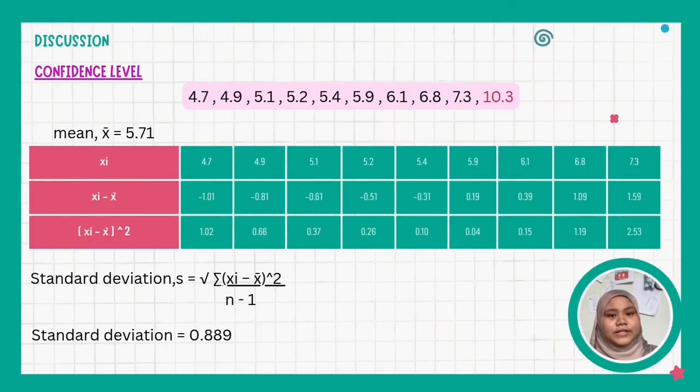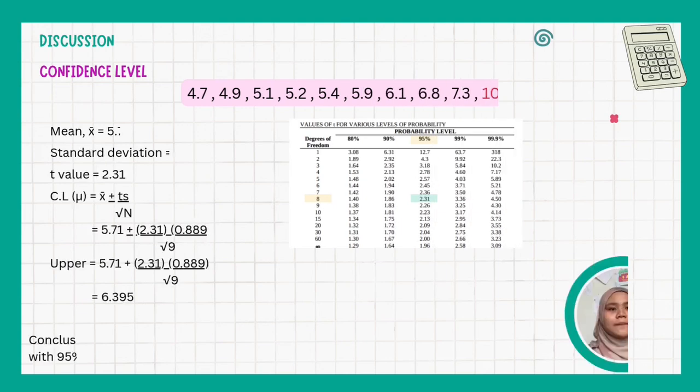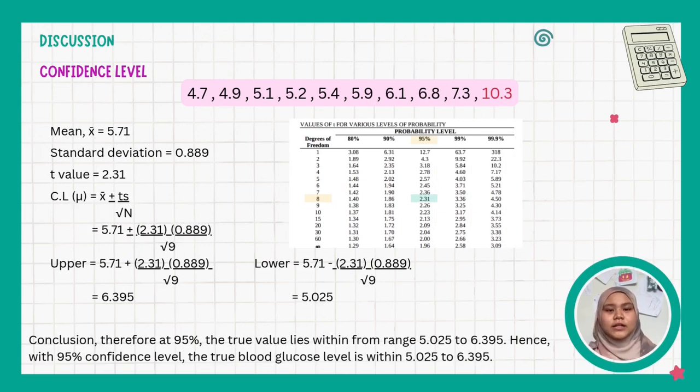Next is the confidence level. We already calculated the mean, which is 5.71, and we used tables for reference of the standard deviation, and we got 0.889. After we calculate the mean, standard deviation, and also the t value, we apply them in the formula that gives us two values, the upper and the lower. For the upper value, we got 6.395, and the lower is 5.025. Hence, with 95% confidence level, the true blood glucose level is within 5.025 to 6.395.